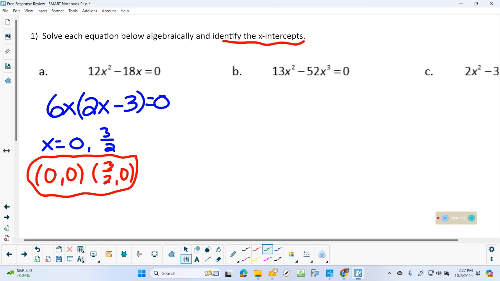Okay, let's do B. Now same thing, I'm going to try to factor it. What's your GCF on B? 13x. Perfect. Okay, so don't forget you need the 1 to hold the place there when you distribute. And 13 times 4 is 52.